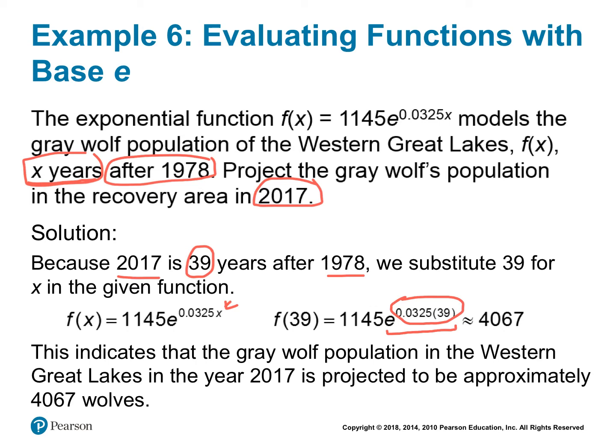I would try this on your calculator. Make sure you can get this number so that you know what order you have to put your numbers into your calculator correctly. So this means that the gray wolf population in the western Great Lakes in the year 2017 is projected to be approximately 4,067 wolves. They use exponential functions a lot with populations to predict maybe rabbit populations or other animals, because you know how rabbits just keep increasing really fast. Once there are more and more rabbits, then it just shoots up. So that's an exponential function.